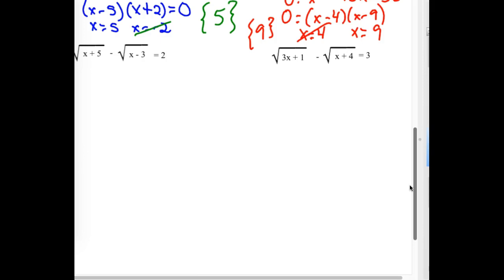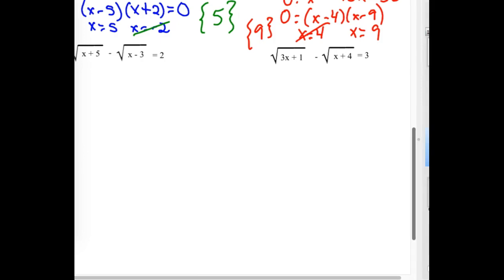So what we want to do is isolate one of them. I'm going to add the second square root to the other side. So I will have the x plus 5 under my square root on the left side. On the right-hand side, I have a 2, and I'm adding the square root of x minus 3. Be very clear that that's not 2 times the square root, it's 2 plus the square root of x minus 3. Okay? Our next step was to square both sides, which on the left cleans it up nicely.